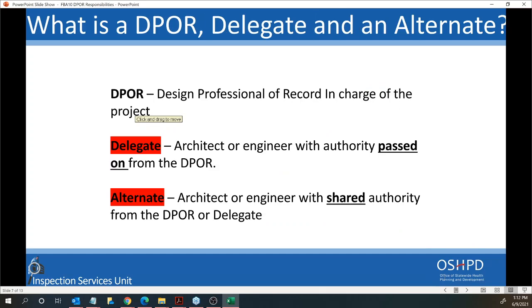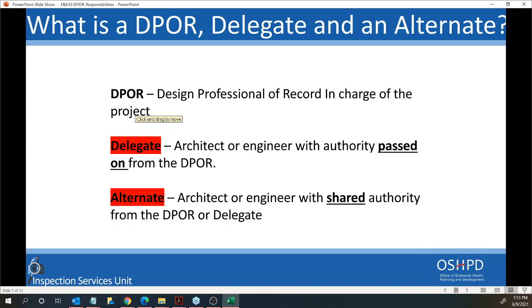We said so many things so far during the slides, so the DPOR might feel overwhelmed. But in case that is the case, don't forget that there are delegates and there are alternates. Delegates are architects or engineers with the authority passed on from the DPOR. And the alternate is the architect or engineer with shared authority from the DPOR or delegate.